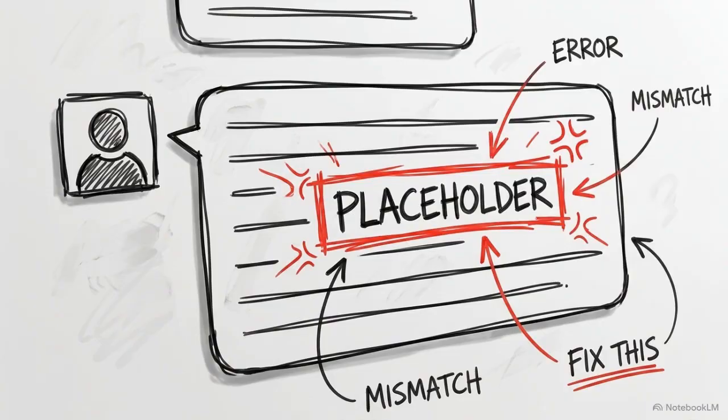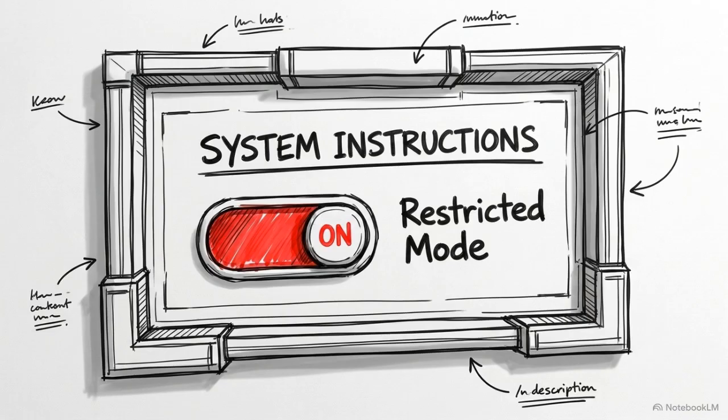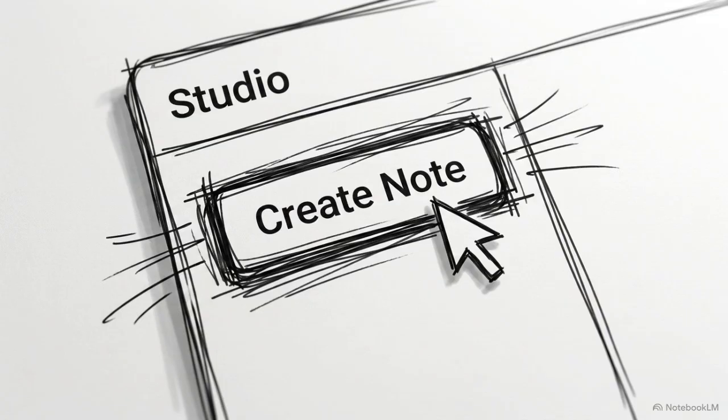Even with perfectly organized data, an AI will naturally try to fill in blanks. We need to apply behavioral constraints to stop it from making assumptions. To apply these constraints, navigate to the Studio panel and create a new note. Inside this note, type this exact instruction.